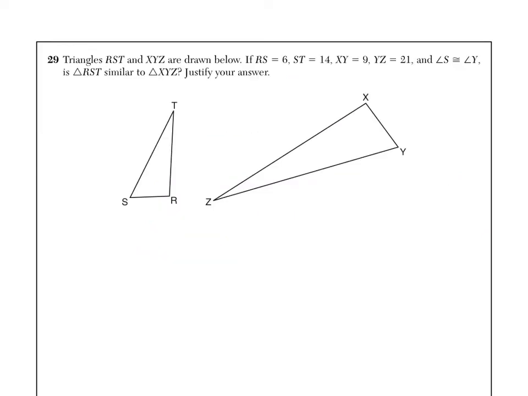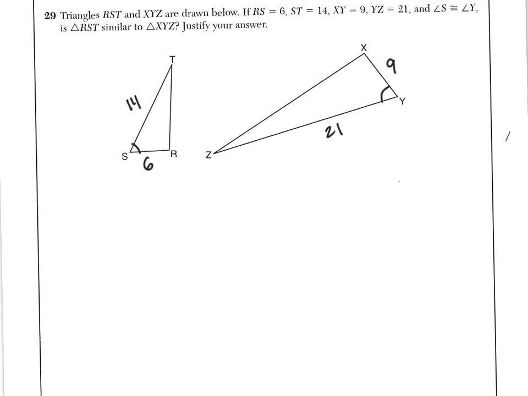All right, 29. We want to prove that these two triangles are similar. All right. Now, it gives us some information. It tells us that RS is 6. It tells us that ST is 14. It tells us that XY is 9. It tells us that YZ is 21. And it says S is congruent to Y. All right. Are these two triangles similar? Prove your answer.